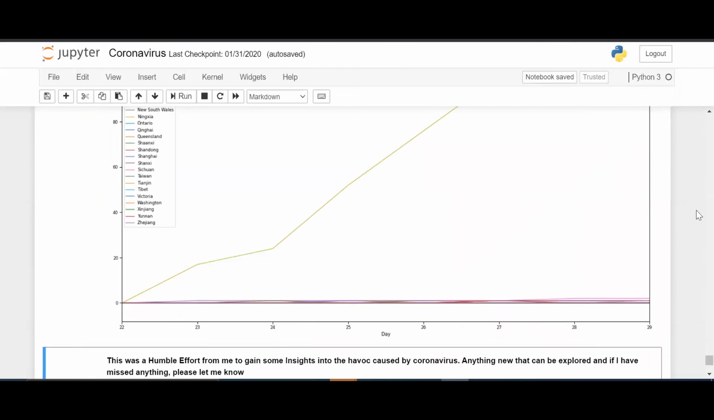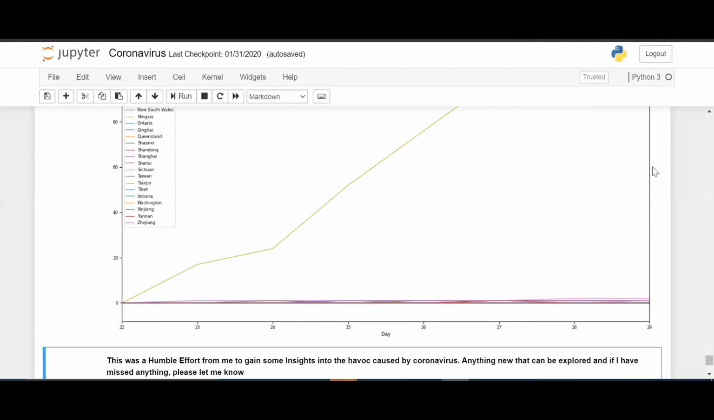So this is one activity which we had to do to understand two things basically. One is EDA, how to use Python tools in data science to understand the data. Especially, we did filtering operations and a few key data frame operations to help you understand data frame accessibility better. So this was just a humble effort from my end to gain some insights into the havoc caused by the coronavirus, and anything new that can be explored, let me know if I have missed anything.